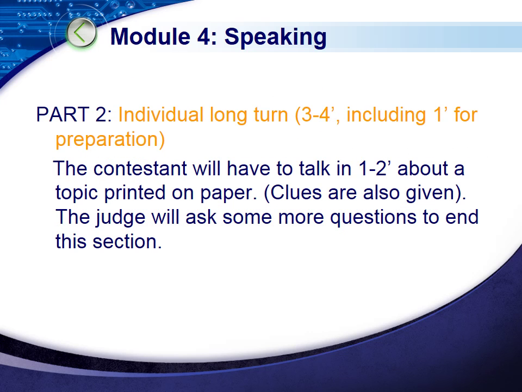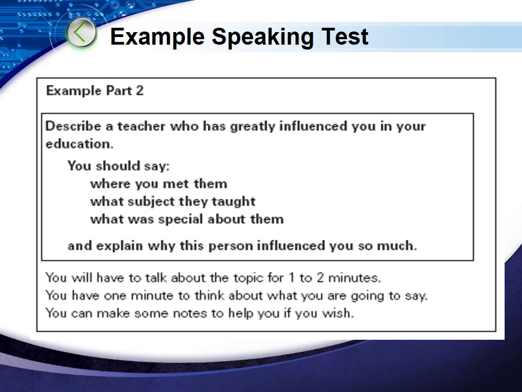Part 2 is your monologue. I mean, you will be given a cue card which looks like this. On the cue card, you can find a topic, for example, describe a teacher, and 3 to 4 guiding questions. Something like where you met them, what subjects they taught, and so on. You should follow these guiding questions because they show you the way to talk about the topic.